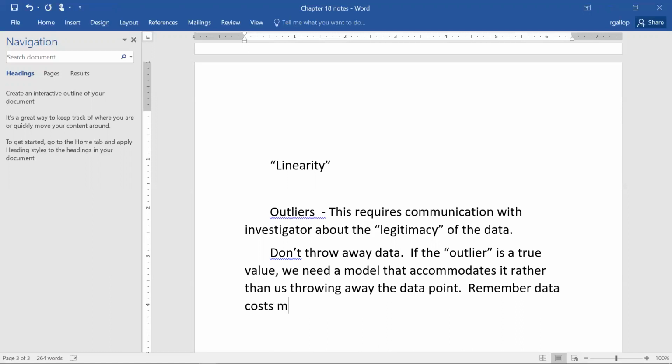So again, when we have an outlier, the big thing is we've talked to the data people, the people who acquired the data, about whether or not the data value is valid. The only time we throw away data is when the data is inaccurate, when the data is not valid. We don't throw away data blindly, right? So if the outlier is a true data value, we need a model that accommodates and models it.